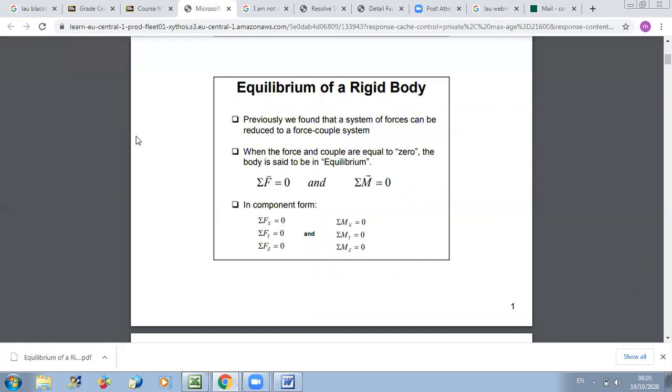Each vectorial equation has three components. For sum of forces equals 0 as a vectorial relation, we can write sum of Fx equals 0, sum of Fy equals 0, and sum of Fz equals 0. And the same for sum of moments equals 0. It can be divided into x, y, and z components. So in 3D, for a rigid body, we can end up with 6 equations, and we will be able to solve 6 unknowns.